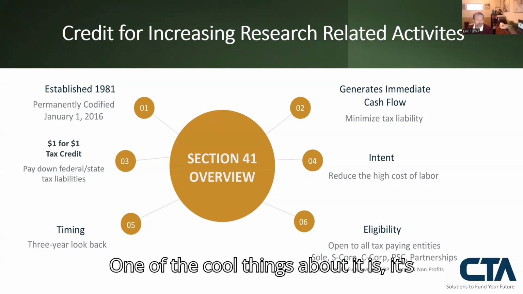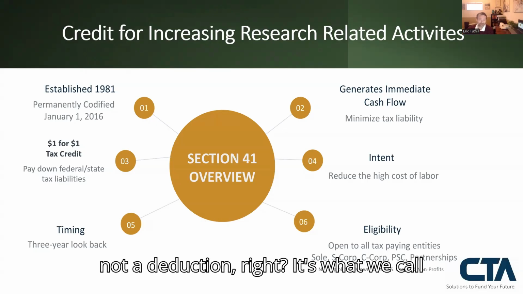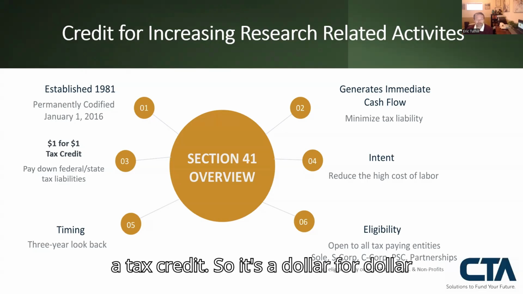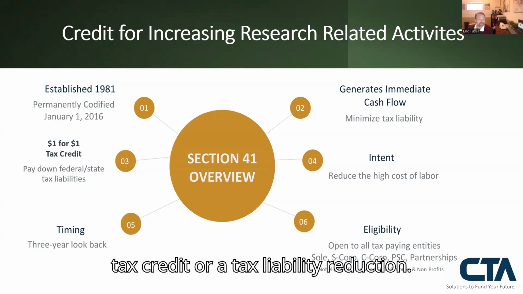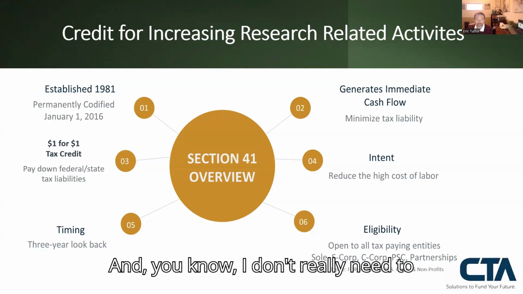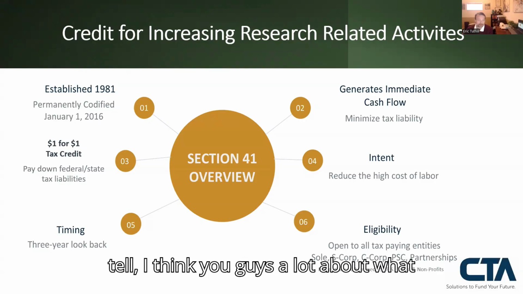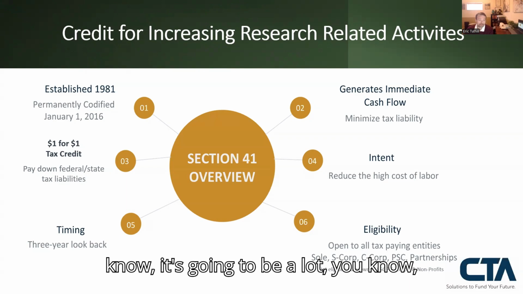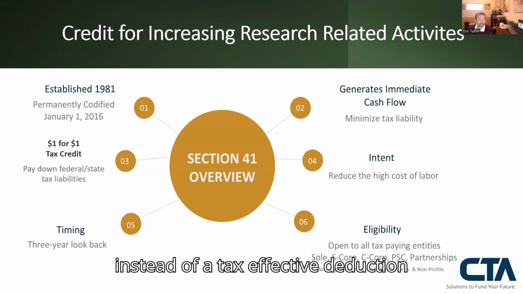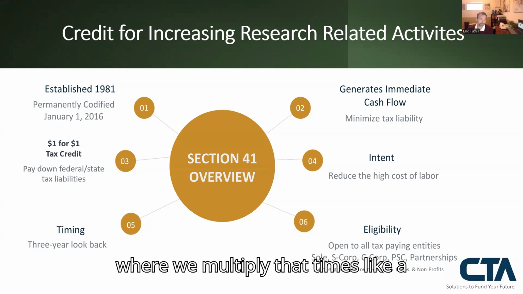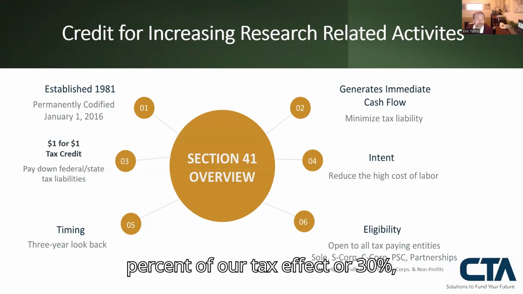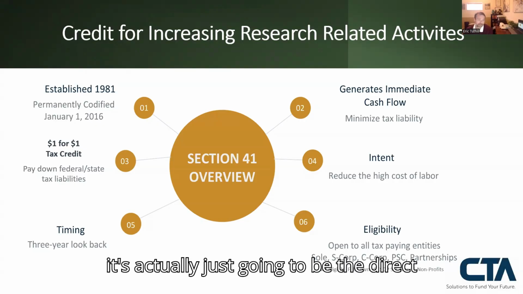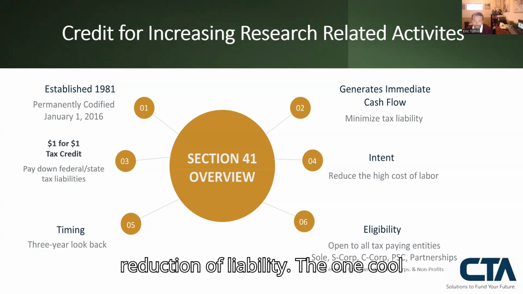One of the cool things about it is it's not a deduction. It's what we call a tax credit. So it's a dollar-for-dollar tax credit, or tax liability reduction. I don't need to tell you guys a lot about what that means, but for the most part, instead of a tax-effected deduction where we multiply by a tax rate of, say, 30%, it's actually just going to be the direct reduction of liability.